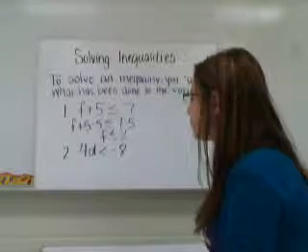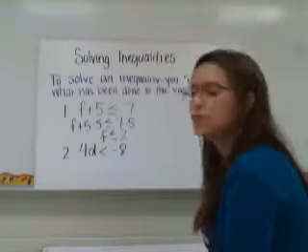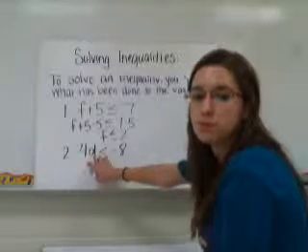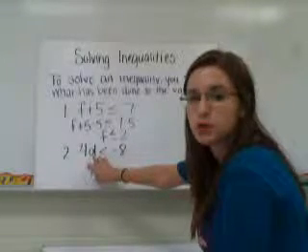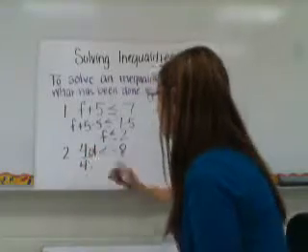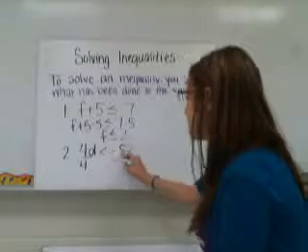Alright, now we have 4d is less than negative 8. I have to undo the 4. Because it's next to my variable, it means to multiply. So I do the opposite of multiplication, which is division. And since I divided it by 4 on this side, I have to do the same thing to the negative 8.